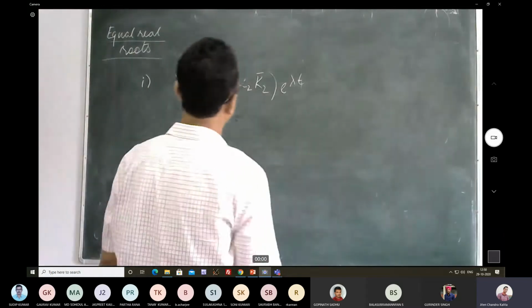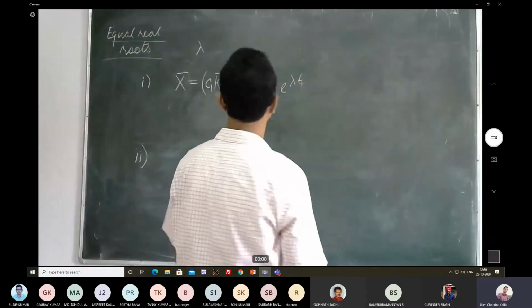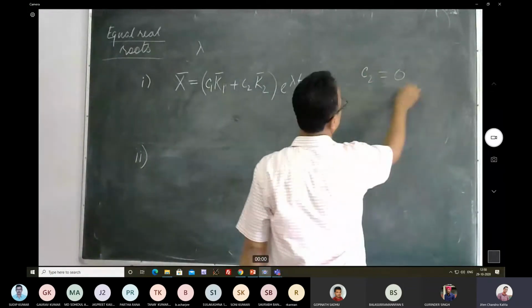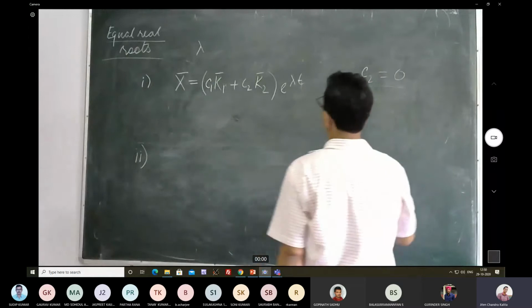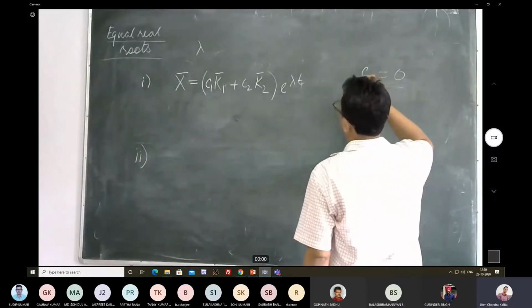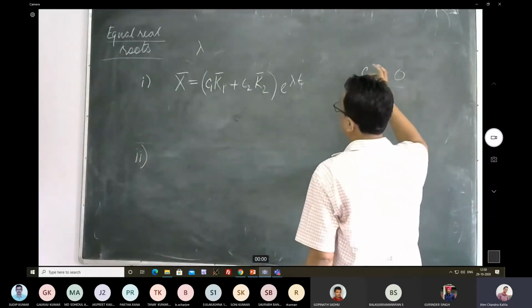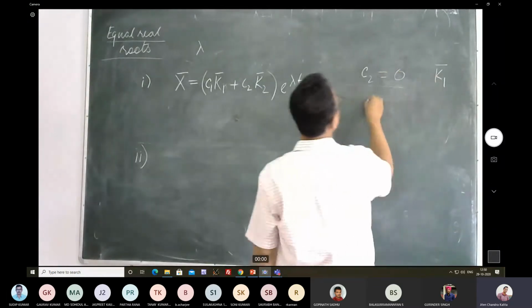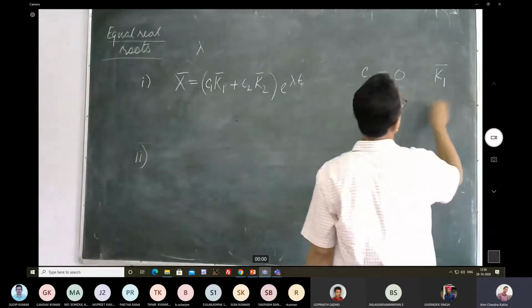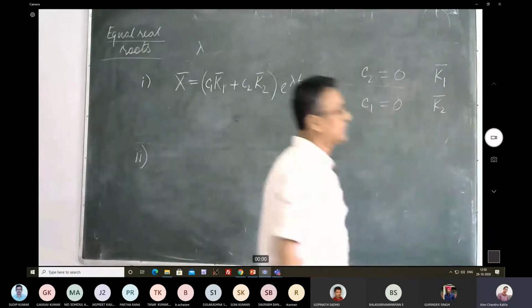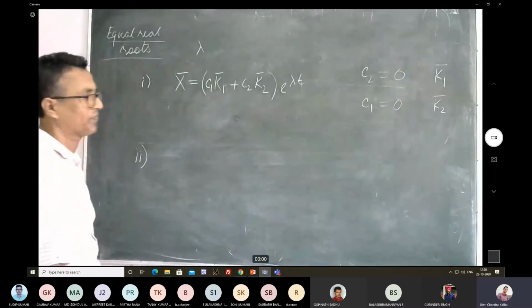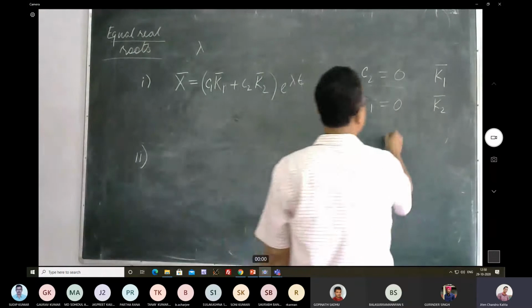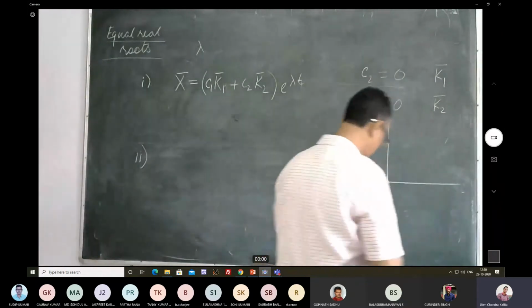So now, corresponding to C2 equal to 0, you can get a vector along your K1. Similarly, by plugging in C1 equal to 0, you can get a vector along K2. So solution vector. Is it okay? In that case, what is going to happen?